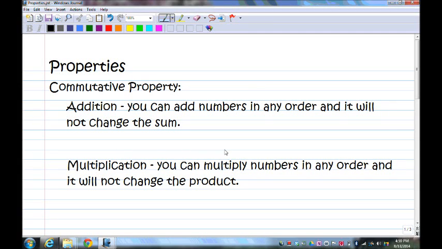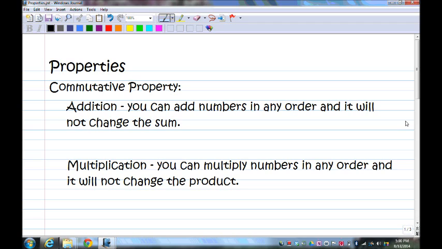Hello! This video is going to cover properties. I'm going to cover 3 properties in particular, and all 3 of them apply to addition and multiplication. Now I want you to write these down. I definitely want all 3 of these to be written down in your notes.